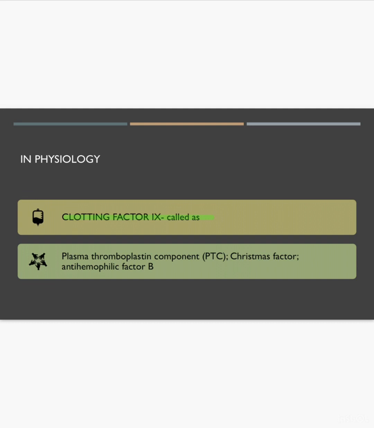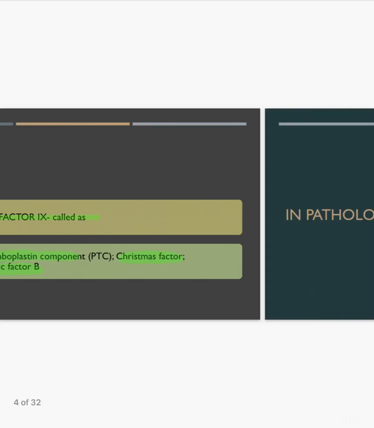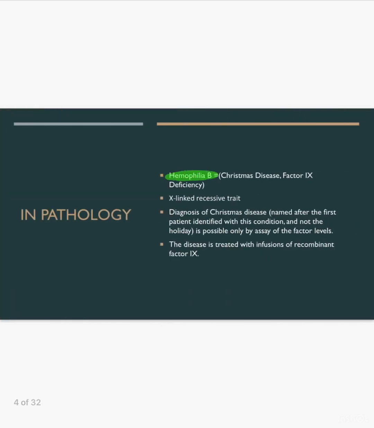Now, clotting factor 9, which causes hemophilia B when deficient, is also known as your Christmas factor, the anti-hemophilic factor B, because it prevents hemophilia, and also plasma thromboplastin component, PTC. Hemophilia B, Christmas disease, is an X-linked recessive disease. This is important. Treatment is with recombinant factor 9, factor 9 concentrate.